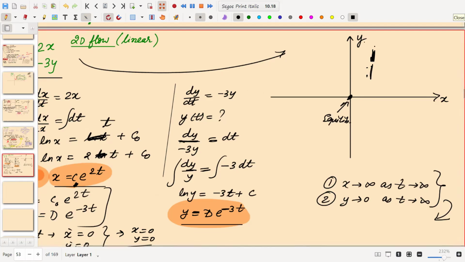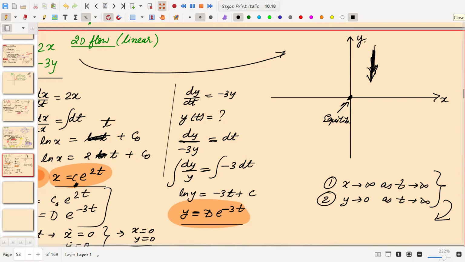Okay. So y is going to 0, right? Agree? Now x is going to infinity. So how should it look? X is going to infinity on this side, meaning it keeps on increasing, right? So the resultant of these two should be on this side. Agree? So how should this figure look?